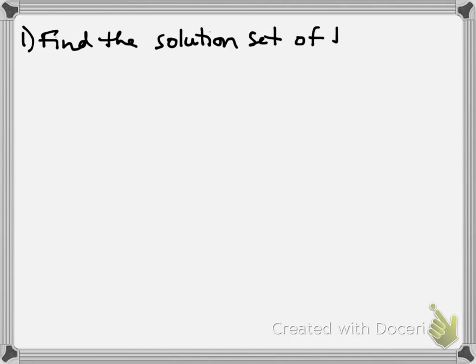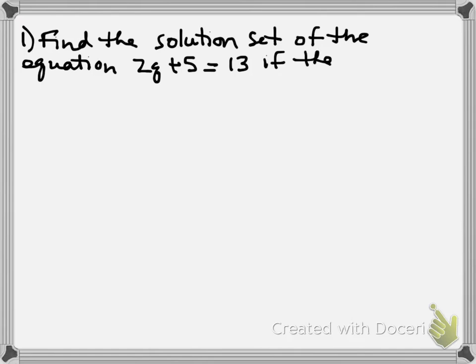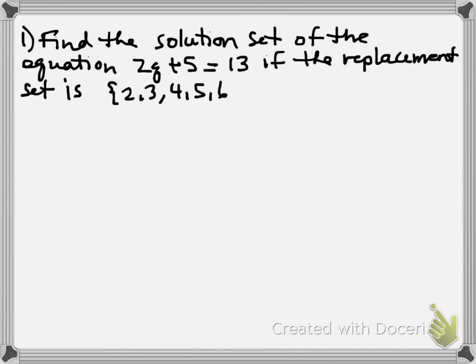So this is your odd page, and here's your first set of directions. Find the solution set of the equation. Nico, you have to write it down. 2q plus 5 equals 13 if the replacement set is the set containing 2, 3, 4, 5, 6.